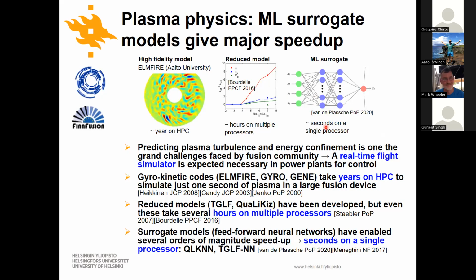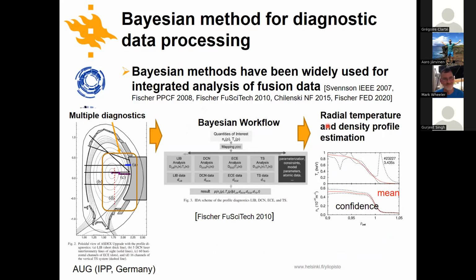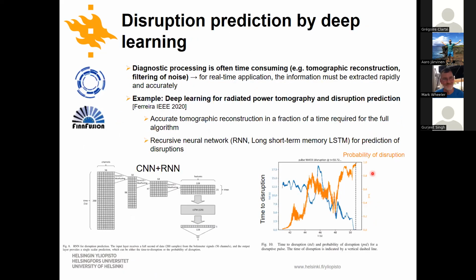And this is again something which is on the time scale when the plasma machine actually operates. So this can allow you to do on-time control while the machine is operating. And also Bayesian methods have been used for integrated analysis of fusion data, for instance, looking at the temperature and density profiles. Again, on the disruptions, there is very recent work on using deep learning for predicting the disruptions by doing a tomographic reconstruction in a small fraction of the time required for the full algorithm.